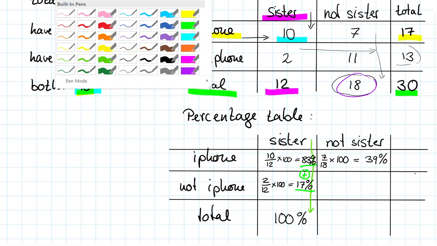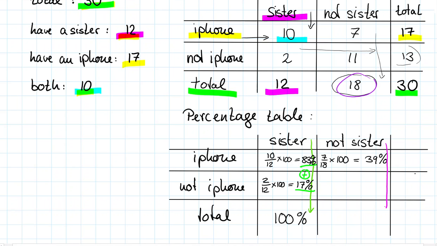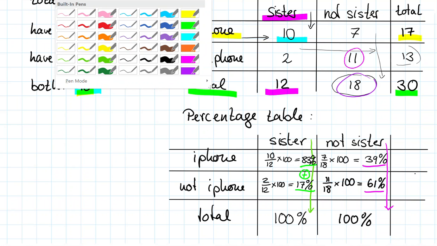Okay, next entry. We have 11. 11 out of 18 people do not have a sister and do not have an iPhone. So 11 over 18 times 100, and the percentage for that is 61%. Okay, if we add those two numbers now, 39% and 61%, we get 100% again. Good. We can now do the same thing for the last column, the total column.